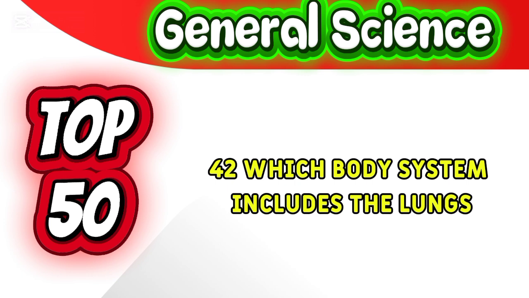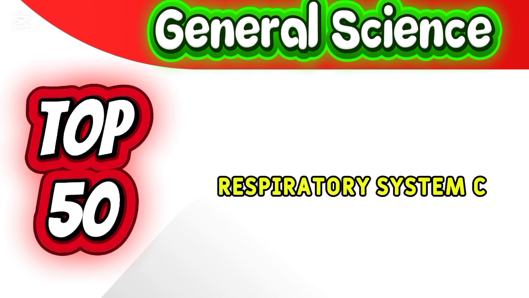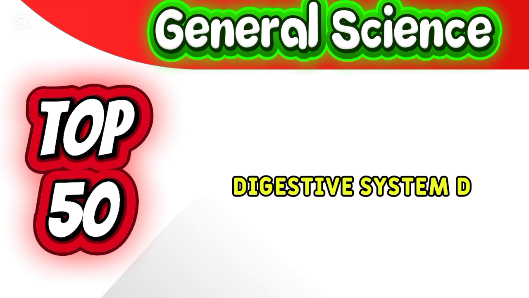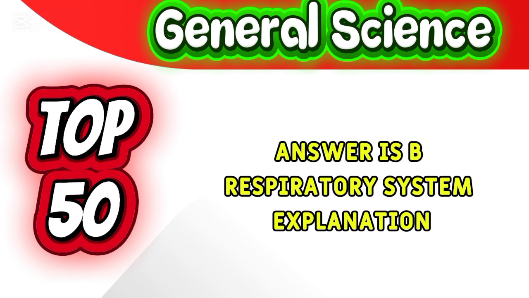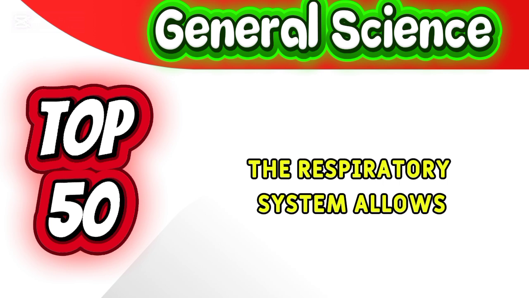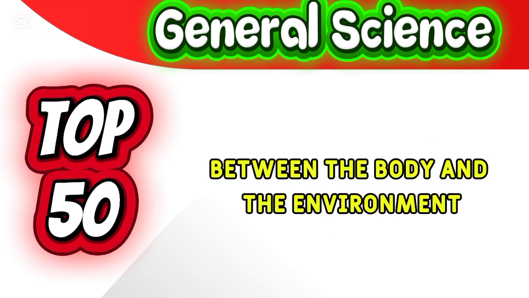42. Which body system includes the lungs? Options: A, circulatory system, B, respiratory system, C, digestive system, D, endocrine system. Correct answer is B, respiratory system. Explanation. The respiratory system allows the exchange of oxygen and carbon dioxide between the body and the environment.